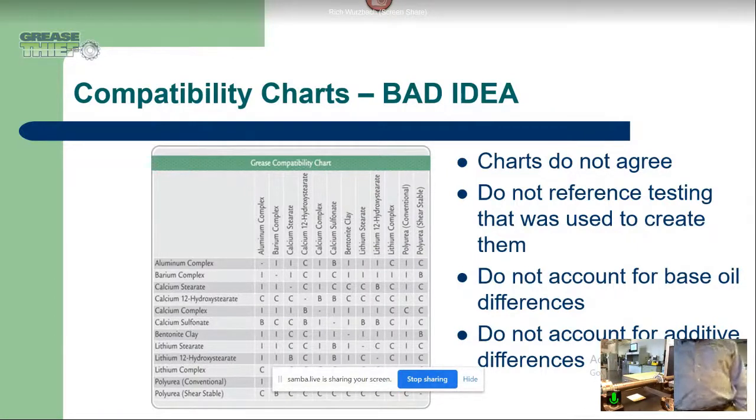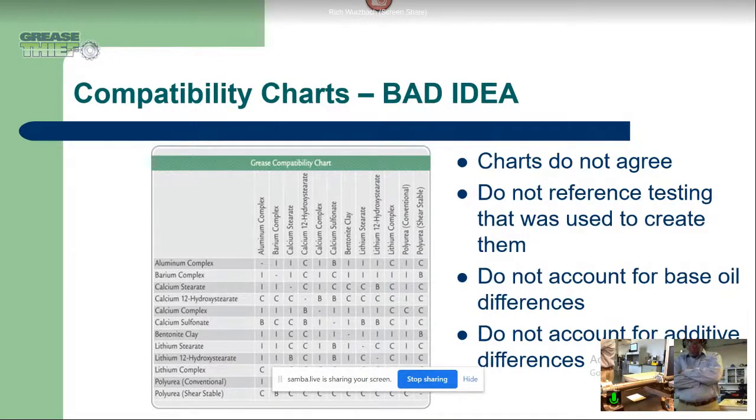Very few of these charts reference any testing that was used to create them. So if you're going to put your valuable assets on the line based off of this chart, wouldn't you want to know who came up with the chart? What data they used to produce this chart? Too often I think people just say, hey, I found a chart that says they're compatible, we're good to go, let's change out the greases. And unfortunately, that's a recipe for disaster.